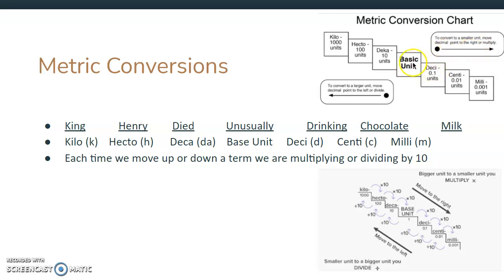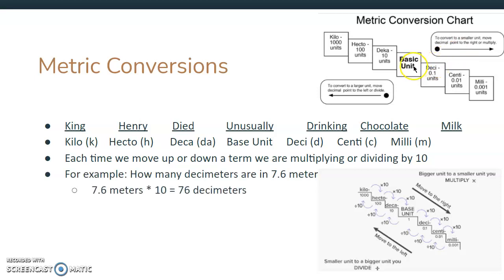So we're multiplying. If we start at something smaller and want to use bigger units, we're going to have less of them. So we divide if we're going to the left. We multiply if we're going to the right. So for example, how many decimeters are in 1 meter? Because we'd start in meter, our base unit, we would multiply by 10. And so instead of having 6.7 meters, it's the same as saying we have 67 decimeters.